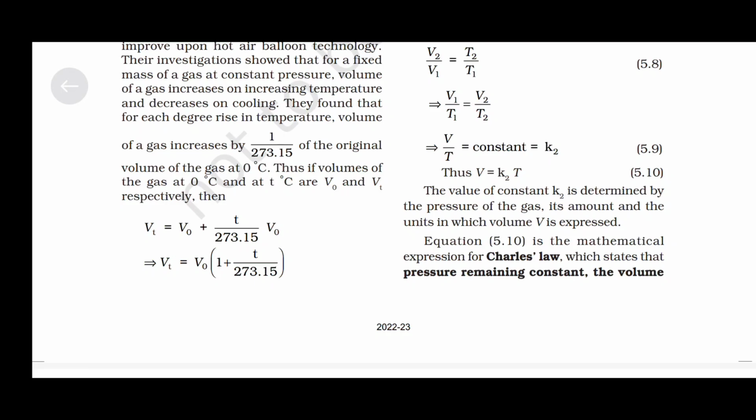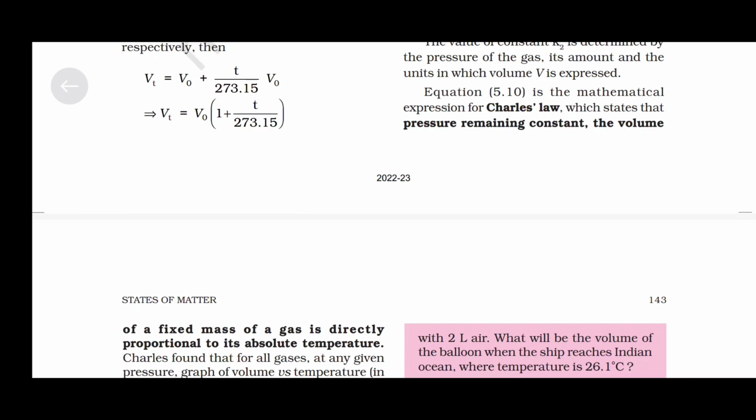Equation 5.10 is the mathematical expression for Charles' law, which states that, pressure remaining constant, the volume of a fixed mass of gas is directly proportional to its absolute temperature.